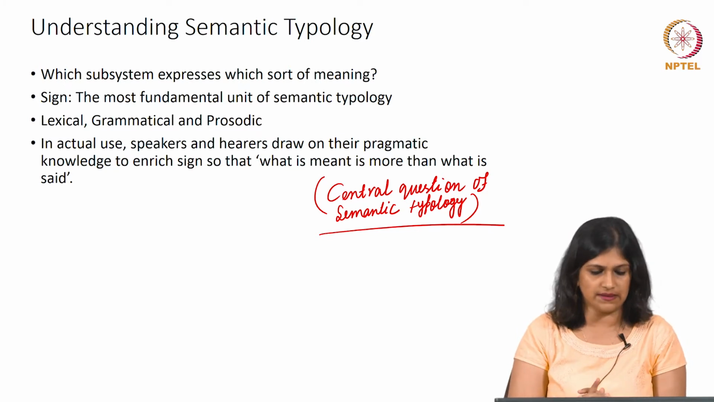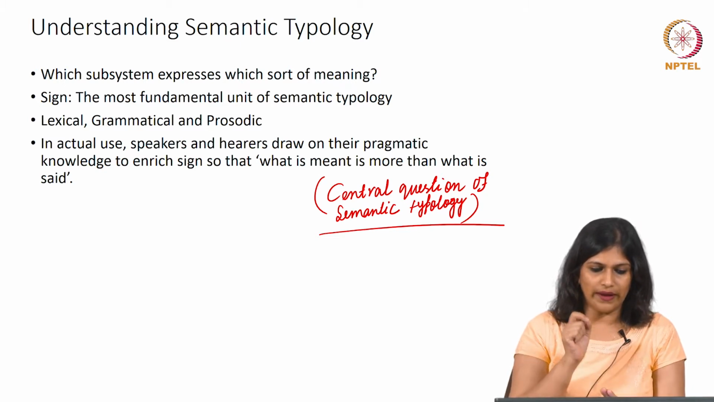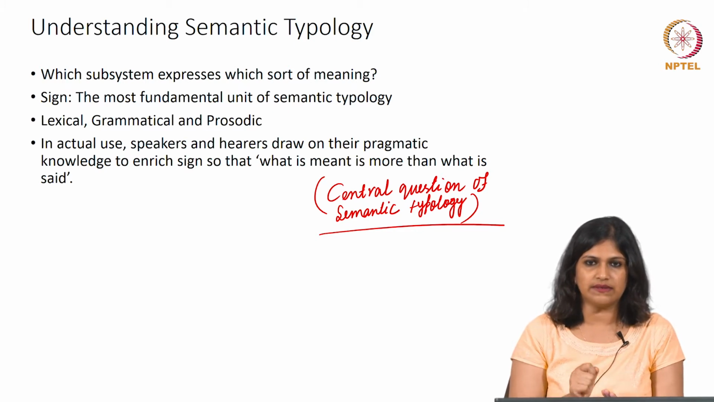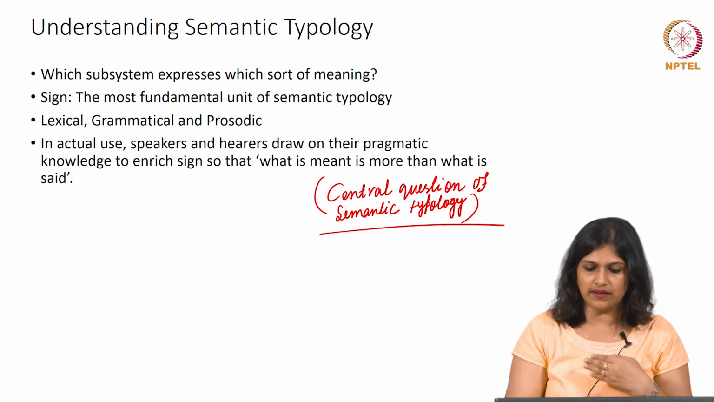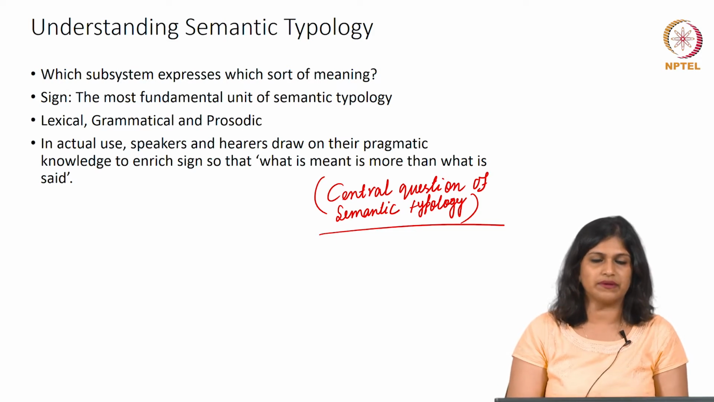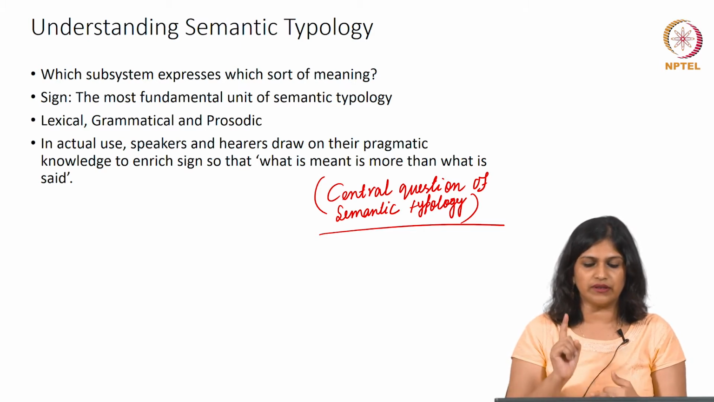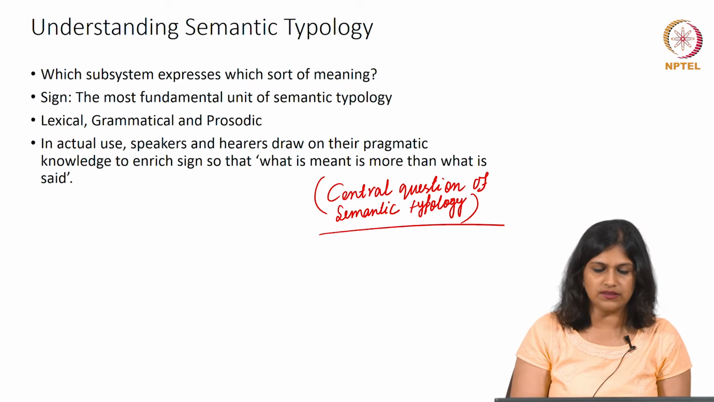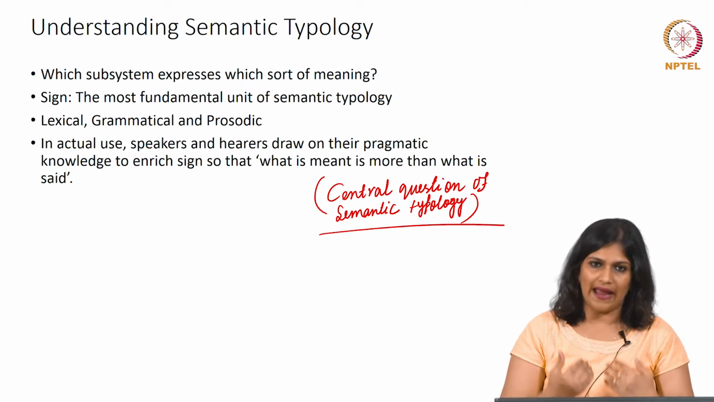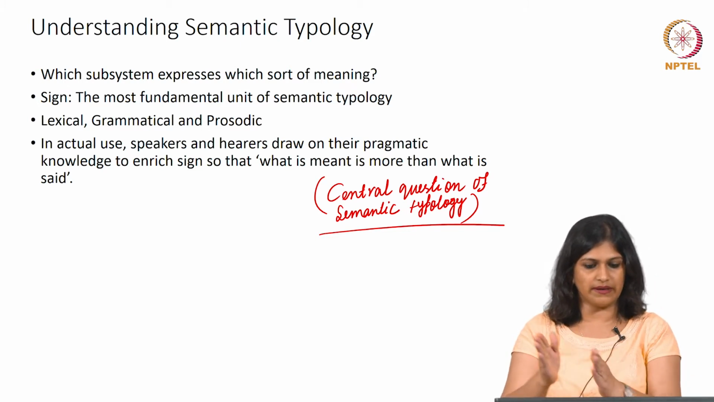and I will give you a summarized answer. So the comprehensive answer is that, keeping all the three subdomains in mind, when language is used in discourse, or for communication or some other purpose, in the actual use, what happens? The speaker and the hearer try to draw on their pragmatic knowledge. This pragmatic knowledge might include lexical information, grammatical information and prosodic information. It helps both the speaker and the listener to enrich the sign. And what sign? These three signs: lexical, grammatical and prosodic signs.